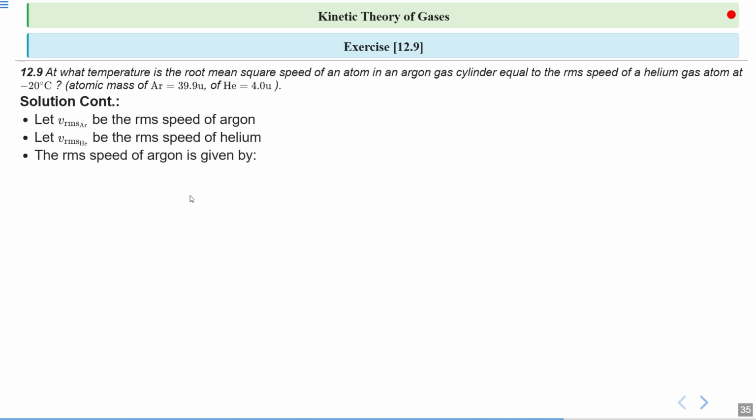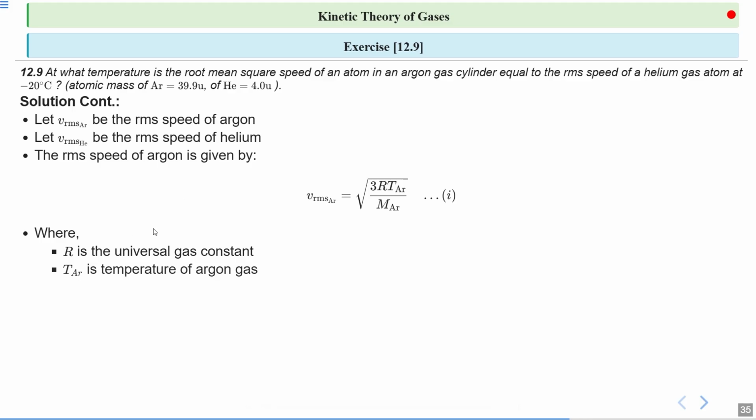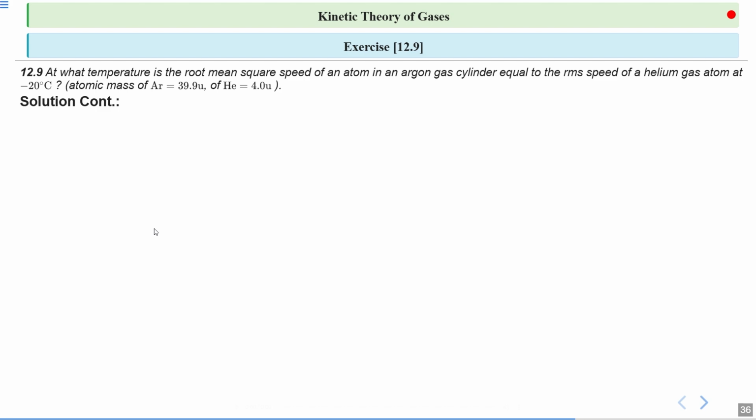The RMS speed of argon is given by VRMS argon equal to under root 3RT argon divided by M, where R is the universal gas constant and T argon is the temperature of argon gas. Now to solve this, we start by considering the RMS speed of helium. The formula for RMS speed is VRMS equal to root 3RT by M.